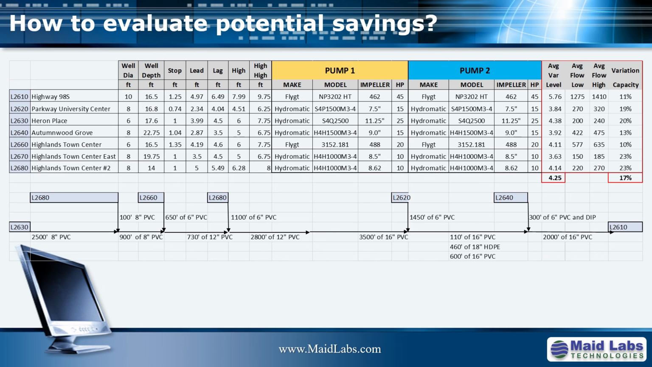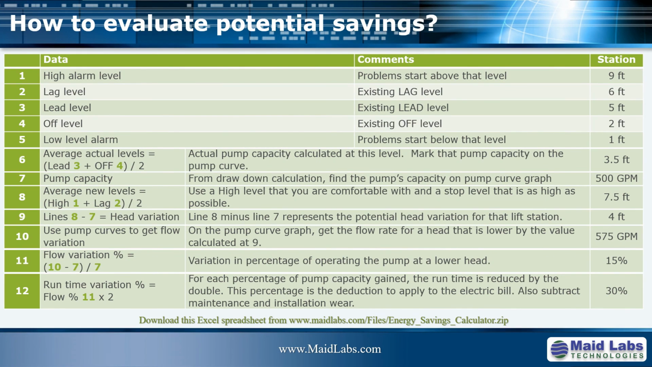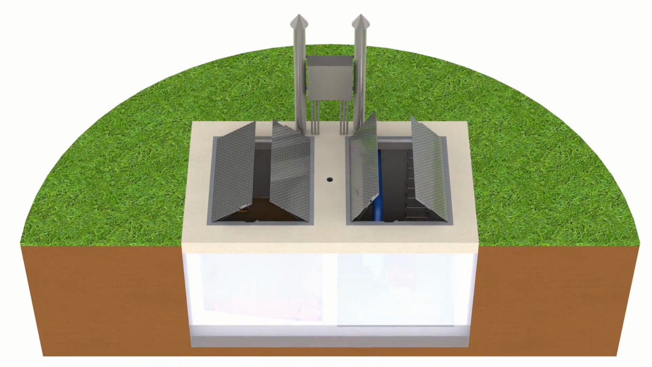By reducing the pump run time by 34%, that means the electrical costs, maintenance, and wear of everything are down by 34%. I made a spreadsheet to help you calculate what kind of benefits you could get out of your own lift stations. You can download it from the small link that you have on the bottom here. I'll show you now how this device can be installed.